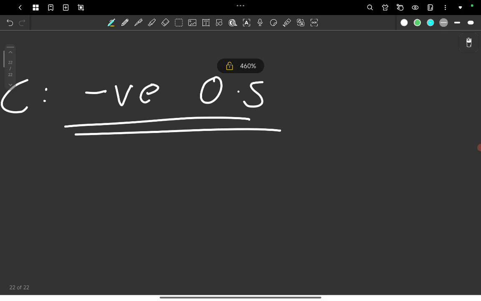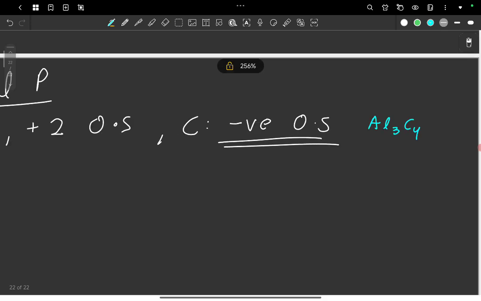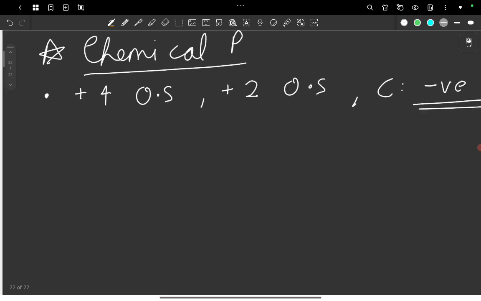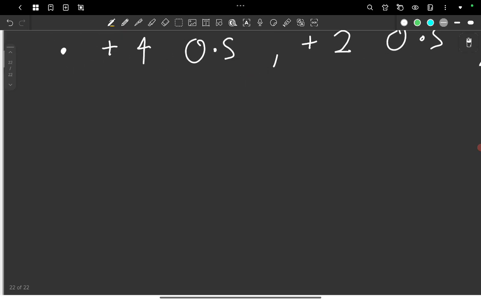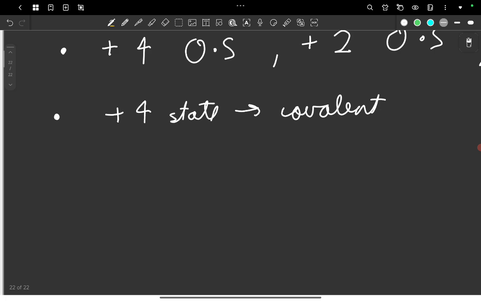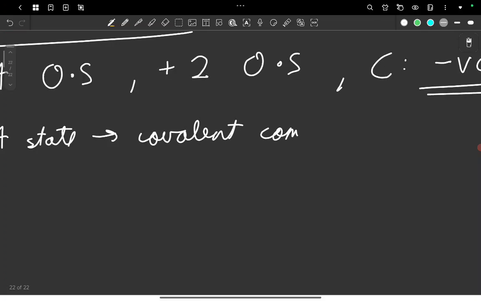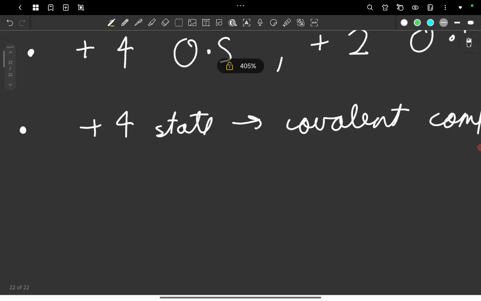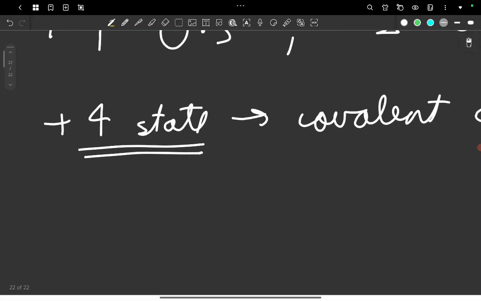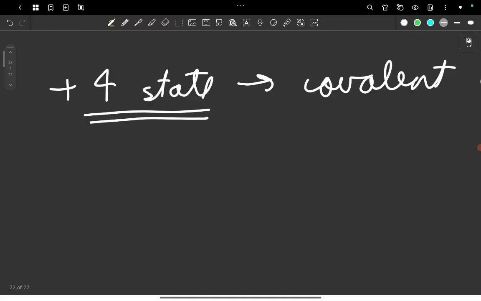For example, in carbides like Al4C3, not given in NCERT, I am adding it for extra understanding. And the plus 4 state tends to form covalent compounds. Not all its compounds are covalent, but the plus 4 state, as you know, as per Fajan's rules, is a very good puller of the electron cloud.